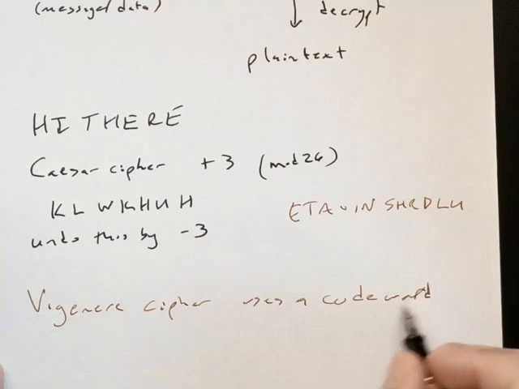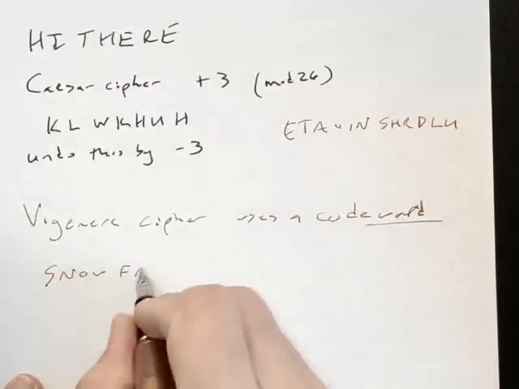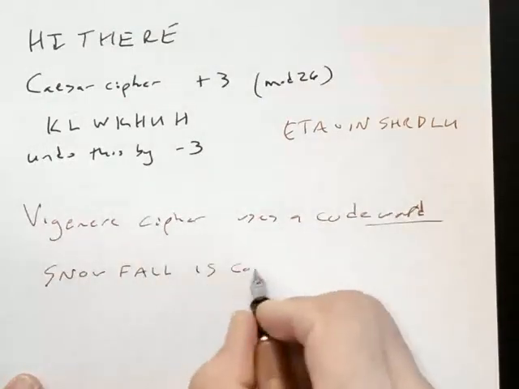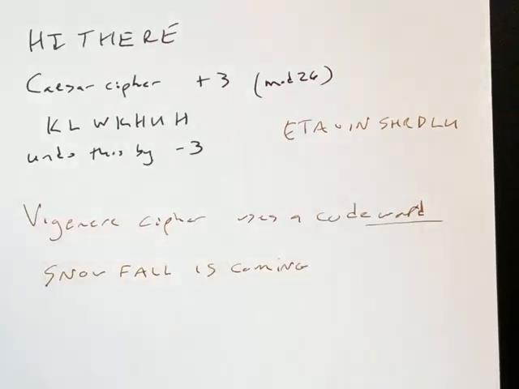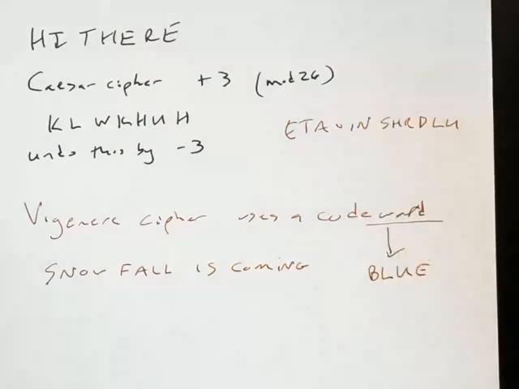So instead of just using a single number, we use a code word. I'm going to take a fairly reasonable message: Thursday. And I'm going to say, I want to encode this message. But instead of just using one shift, I'm going to pick a code word. My code word for today is blue.